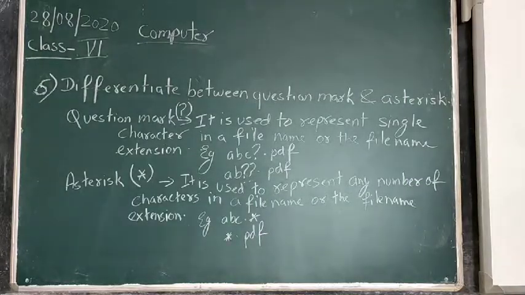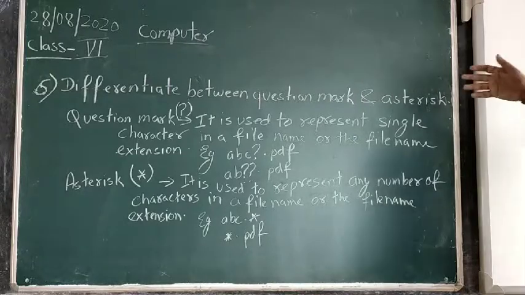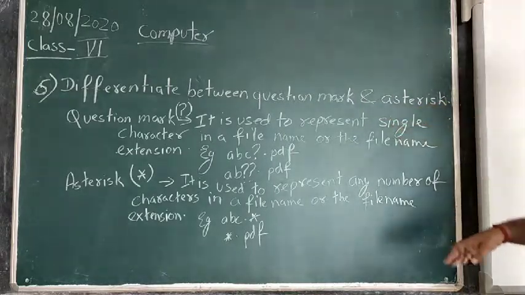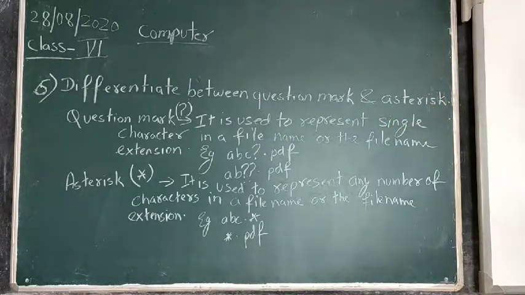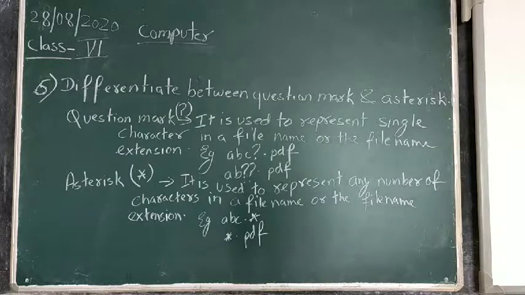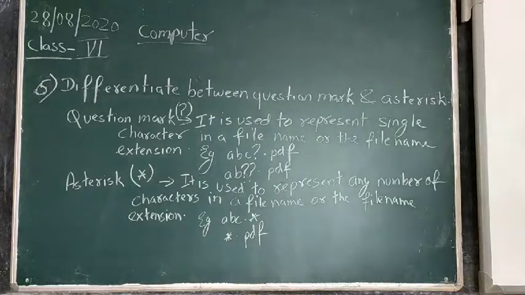So this is the difference between the question mark and the asterisk wildcard character. The question mark is used to represent a single character in a file name or the file name extension, whereas the asterisk is used to represent any number of characters in a file name or file name extensions.